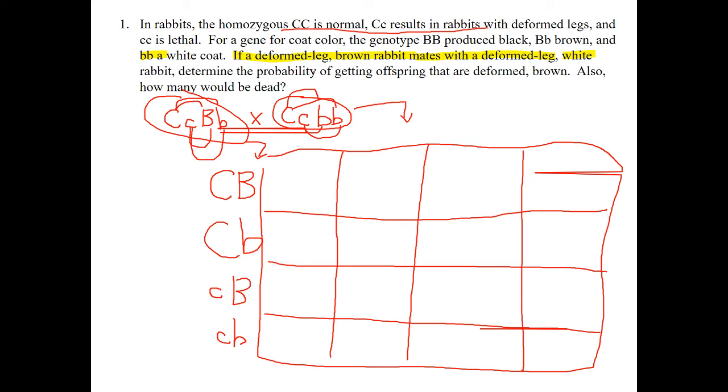it's asking about the probability of deformed. So you're looking for a bunny that's big C and little c, and brown. So you're looking for a bunny that is big B, little b, right? So that's the first question. What is the percentage of bunnies that will have these two genotypes or phenotypes here? Now, it's also asking you about how many will be dead out of the 16. So you need to tell me both of those.